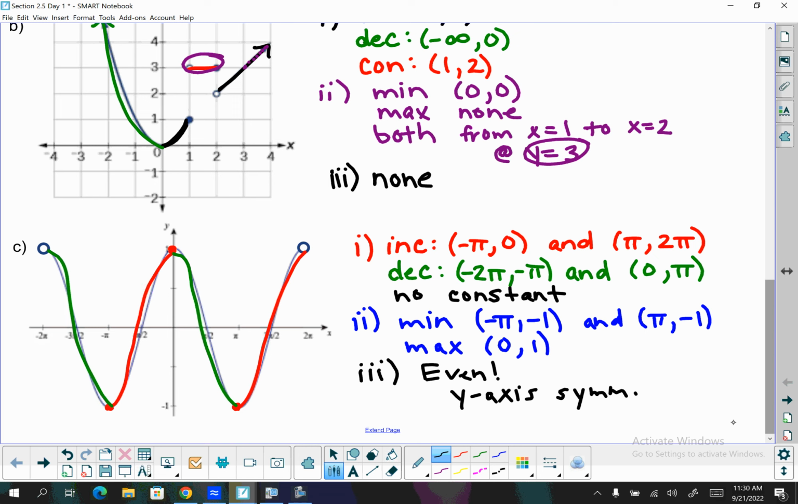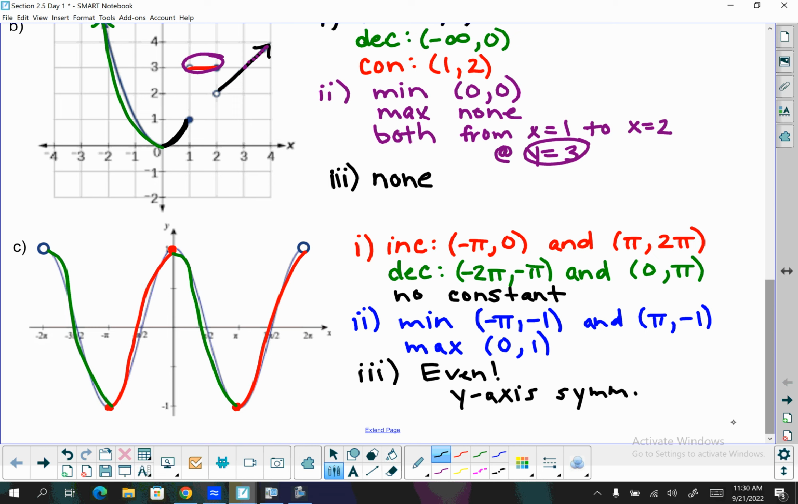No constant intervals here. You have two minimums at the bottom, negative pi, negative 1 and pi, negative 1. You have a maximum just in the middle there on the y-axis. The other two are open circles, so they're not considered maximums at 0, 1. And then this guy is even because it is symmetric to the y-axis.